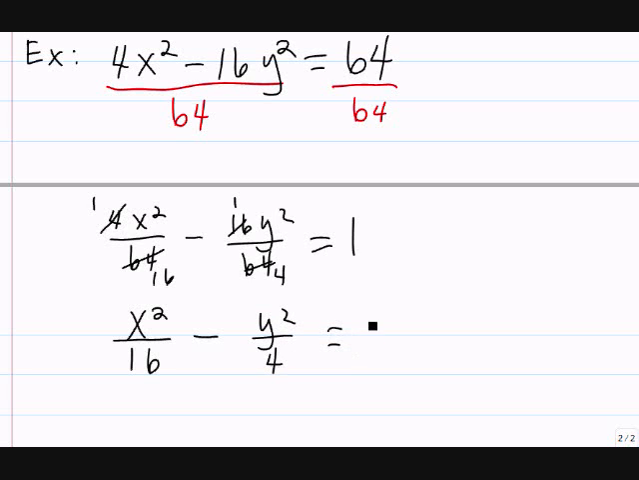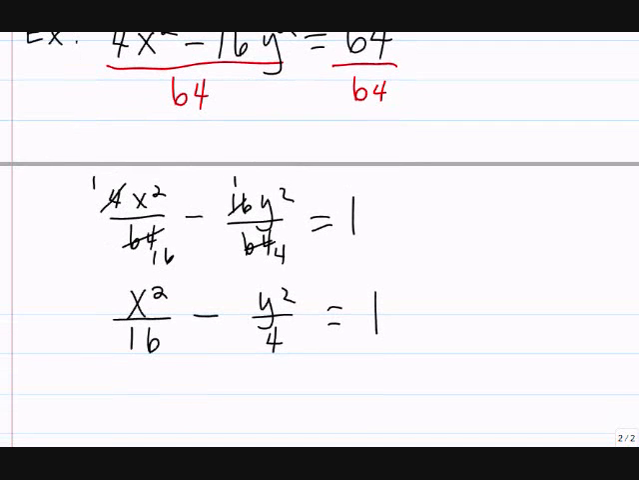How can you tell? That's the big deal. The hyperbolas have that minus sign in between. Okay, this is x squared minus y squared, so this is going to be a horizontally oriented hyperbola.